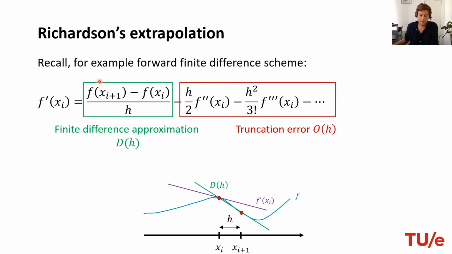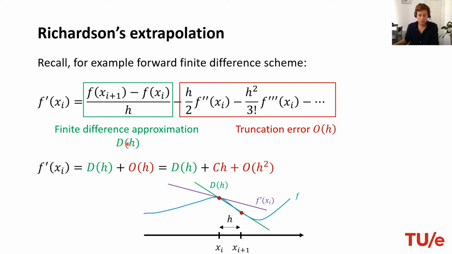So we have our finite difference approximation, which is a function of h. We can vary h. h is a user-defined input parameter, let's say. And we have the truncation error, which is, well, the leading order term, which is expected to be the largest term. If h is small, h squared over 3 factorial is very small. So h over 2 is expected to be relatively large. So the leading order term here is proportional to h. So we say the truncation error is of order h as well.